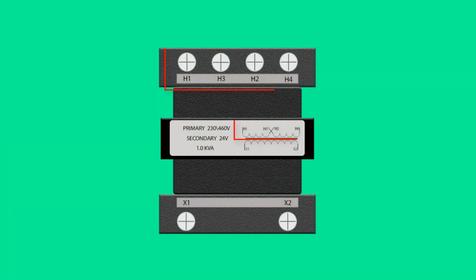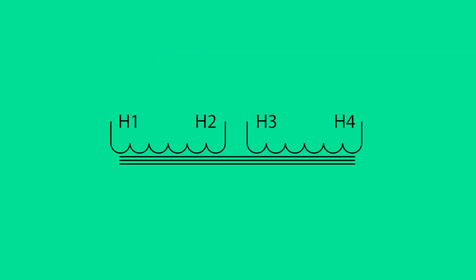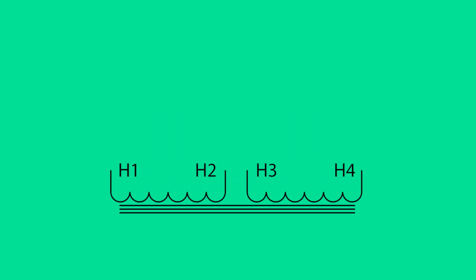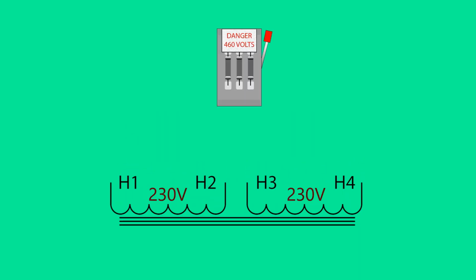Primary connections on a transformer are identified with the letter H. When the primary winding is split, the result is 4 connections. The 4 connections are identified as H1, H2, H3 and H4. H1 and H2 are connected to one winding and H3 and H4 are connected to the other winding. When the primary winding is split, each winding operates on 230 volts. For the transformer to operate on 460 volts, the two primary windings must be connected in series. A series winding connection is accomplished by connecting H2 and H3.